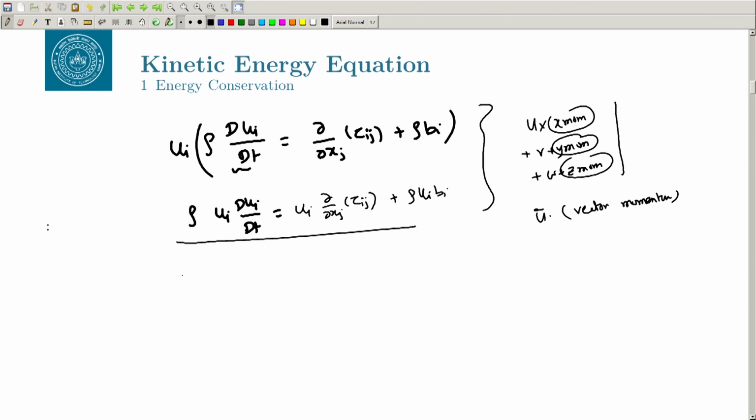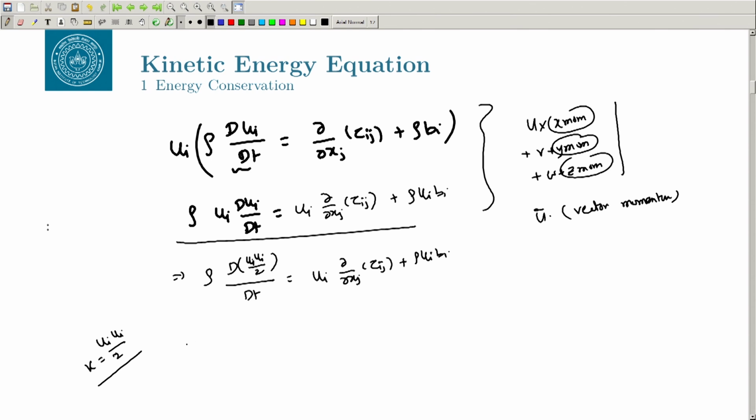So, once you do this, you can write it further. This is rho d of u_i u_i by 2, or u squared by 2, by dt, is equal to u_i ∂/∂x_j of tau_ij plus rho u_i b_i. What is this u_i u_i by 2? You can denote it by the term k, which is nothing but your kinetic energy per unit volume, right, but kinetic energy per unit mass.